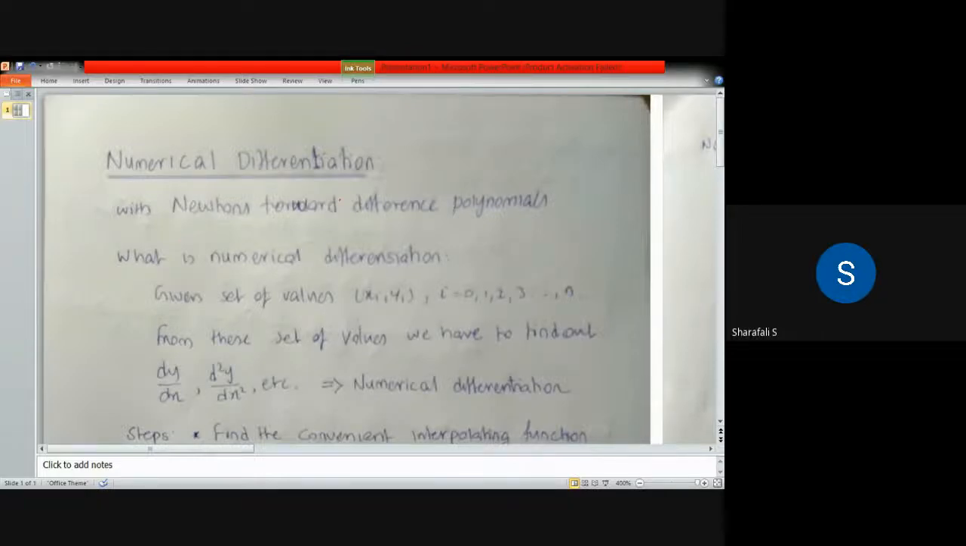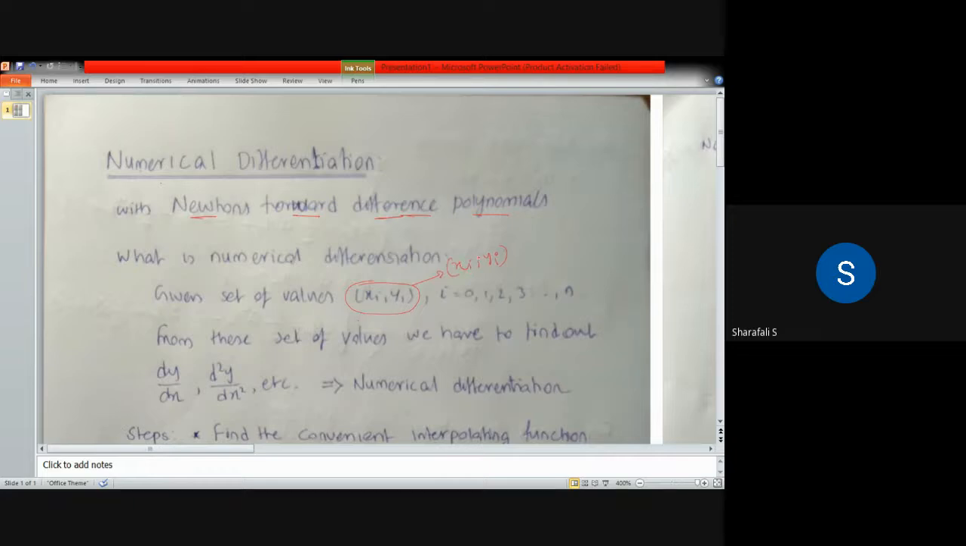In this class, we will discuss numerical differentiation. And here we will be considering Newton's forward difference polynomials to differentiate numerically a given set of data. Okay, so let us consider this. This is the given set of values of x and y. Here we have xi comma yi. So these are the given set of values for x and y.